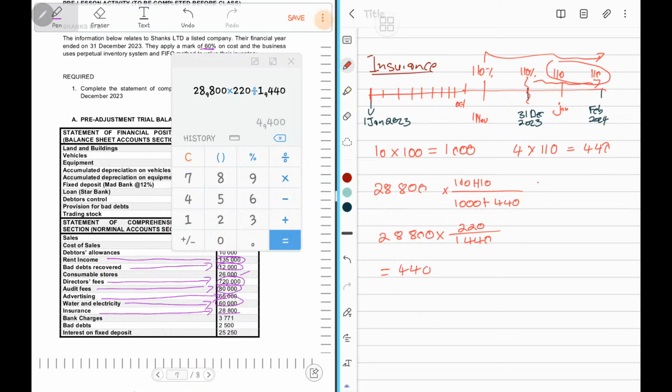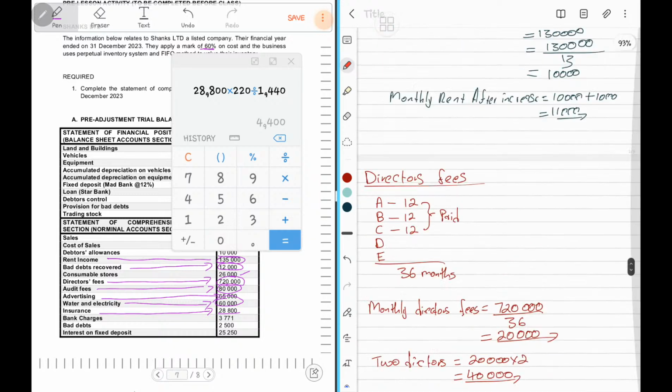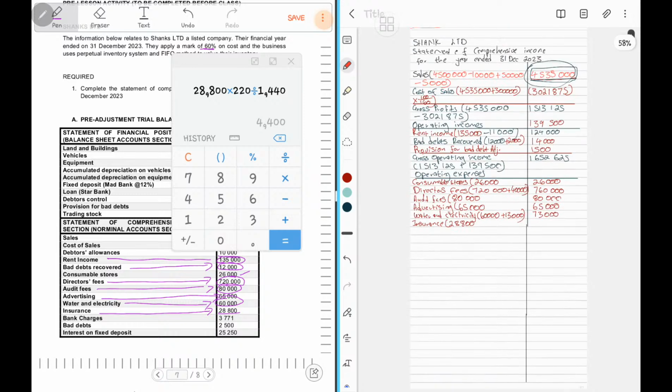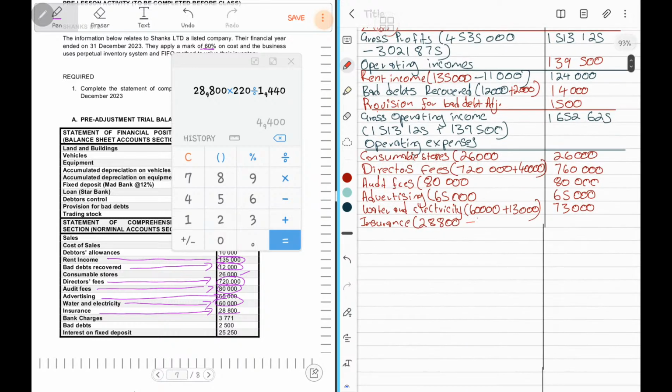It means that 4,400 do not form part of what? Do not form part of the financial year, since these are the premiums for the next financial year. So we're going to come here and say insurance, we subtract 4,400. Okay, so 28,800 subtract 4,400, that gives us 24,400. That's how we do it.